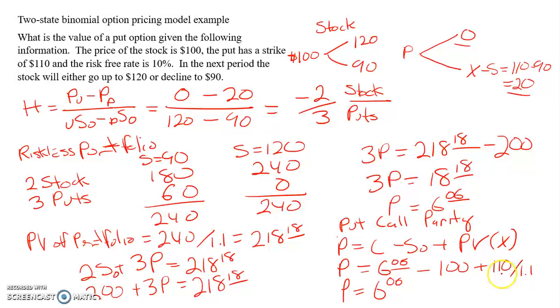But again, if you change this rate, it's going to change the value of both, actually. But you can see what the effect would be of a change in rate if you change the rate here as well. So that does it for binomial option pricing models and put call parity.